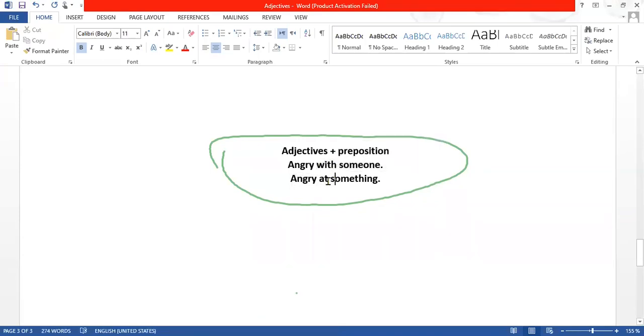Now, if you don't know this with or at, it means you don't know angry as well. Many people say, I'm angry on you. They translate it from Urdu to English. So here we cannot translate from any other language. It's a big problem, sir. No, it's not a big problem.